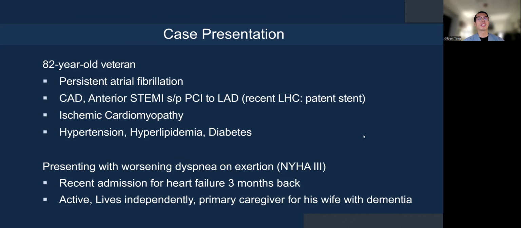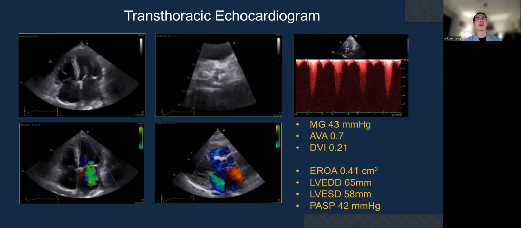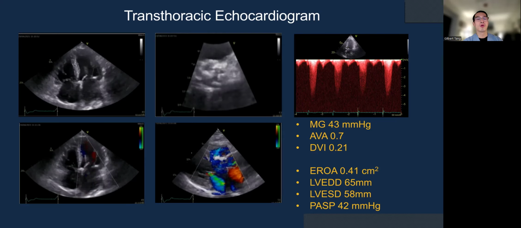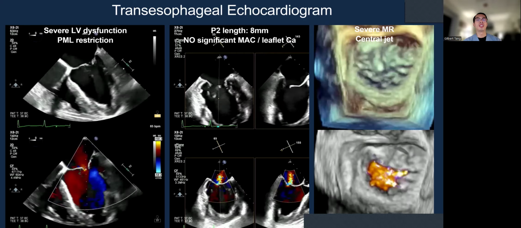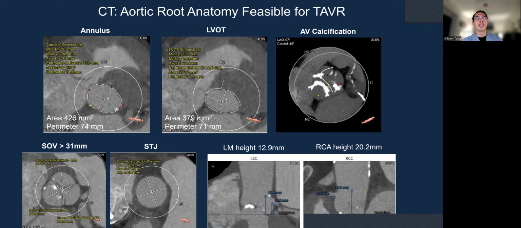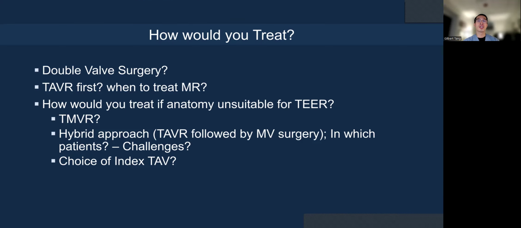Let me give you a case. You have an 82-year-old veteran with several comorbidities, and the patient is actually the primary caregiver for his spouse. You can see that this patient has severe aortic stenosis and severe secondary MR by echo. You can see that TEER is an option for this patient with secondary MR. Thankfully, the aortic root complex also appears feasible for TAVR via a transfemoral approach. So the question is, would you do double valve surgery in this patient?